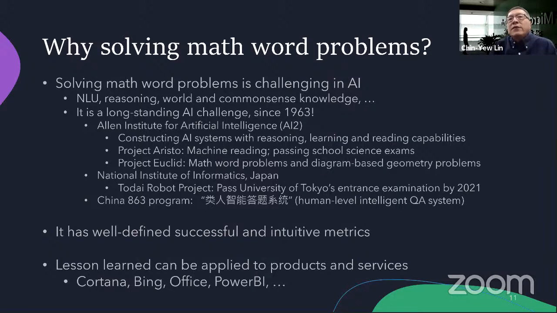So in China, there's a program as well. They want to build a human-level intelligence QA system, and also want to pass what we call the Gaokao, their college entrance exam. The other thing about the math word problem is, once the problem is there, humans can very easily come up with the answer. We can check the success or failure of systems, right? It's a very good intuitive metric. And like the Todai robot project, once you pass the exam, then you know the machine has some kind of capability, like they can pass college entrance exams in math or other subjects.